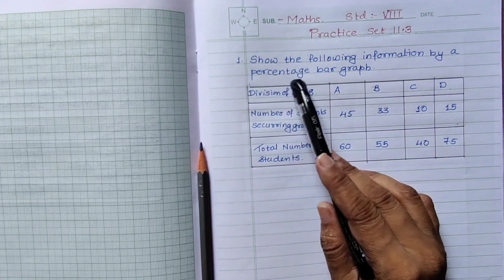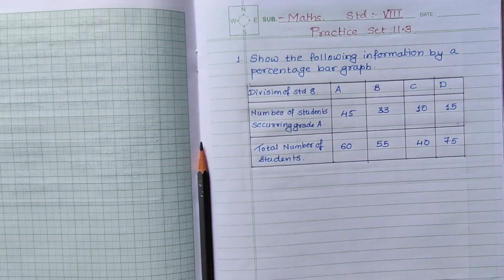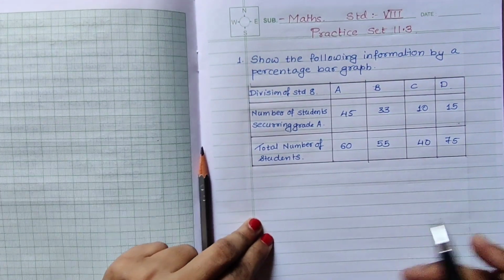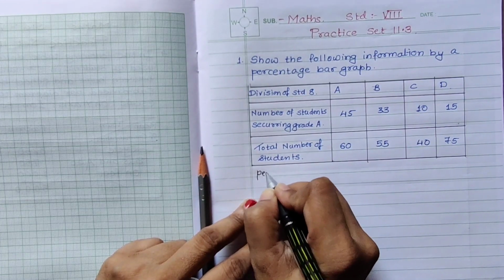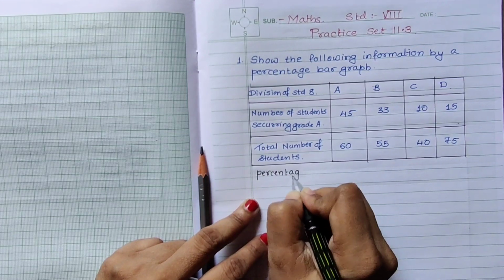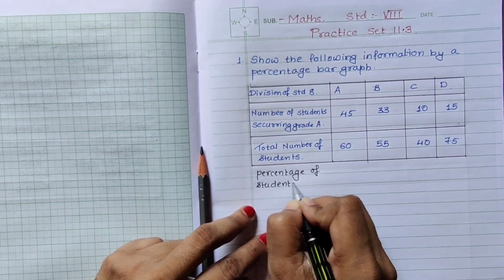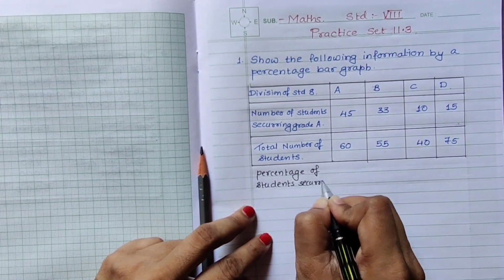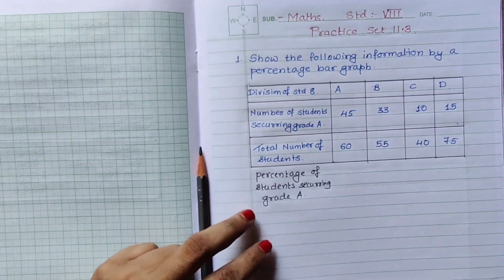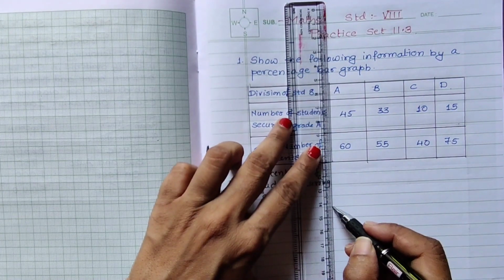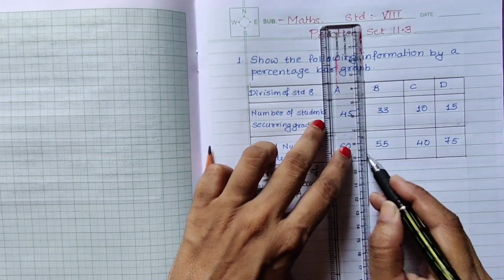As you all know, we have to draw the percentage bar graph, so we have to convert this into percentage. So one more row we have to draw here. I am going to write for this: percentage of students securing grade A, and this way we have to draw one more row here so that we can convert it into the percentage. So let us see how to convert into percentage.